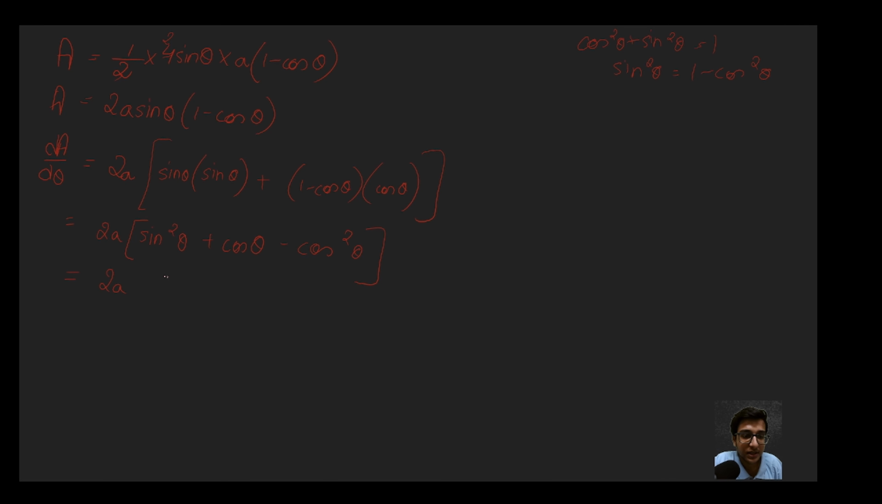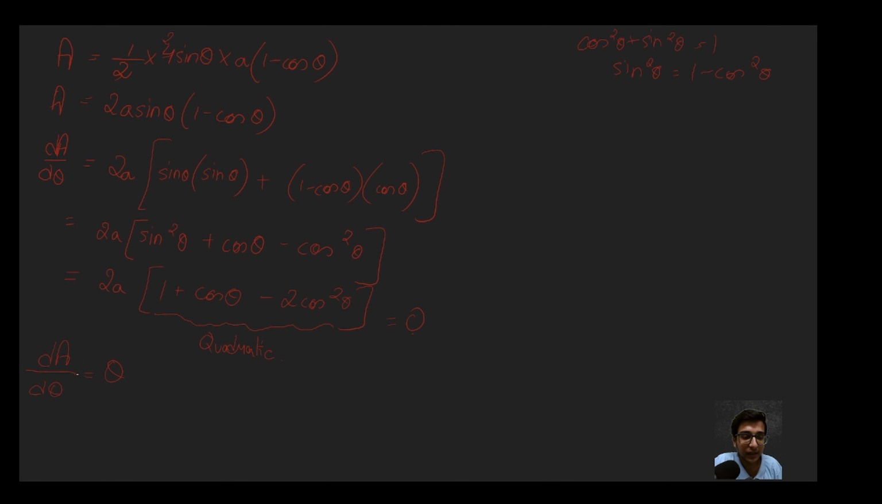Let us use this concept here. So this would become 1 plus cos theta minus 2 cos square theta. Now we can see that this is a quadratic, and we have to equate this to 0, since to maximize the area we have to make dA by d theta equal to 0.